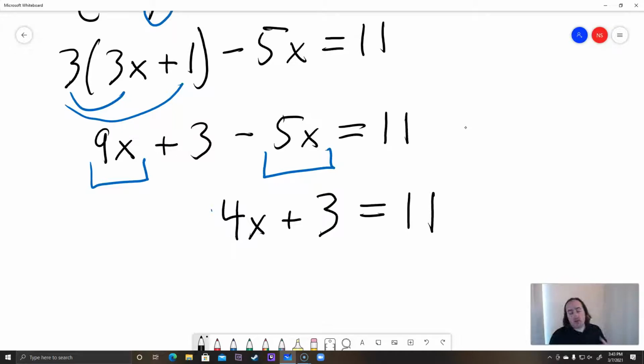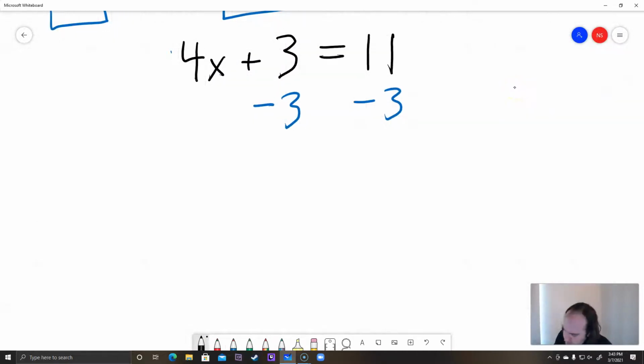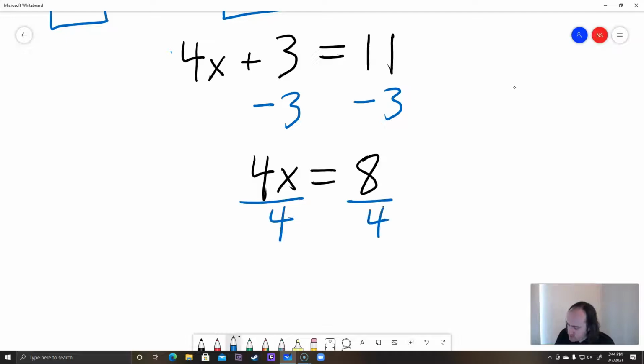Okay, and then we want to finish solving this for x. So how do we solve this for x? Well, first we need to get rid of the positive 3. So how do we do that? Well, we subtract 3 from both sides. Okay, so if we minus 3 from both sides, we get 4x equals 11 minus 3, which is 8. And then to finish solving for x, I have to divide both sides by 4. Okay, so if I divide both sides by 4, I get x equals 8 divided by 4, which is 2.